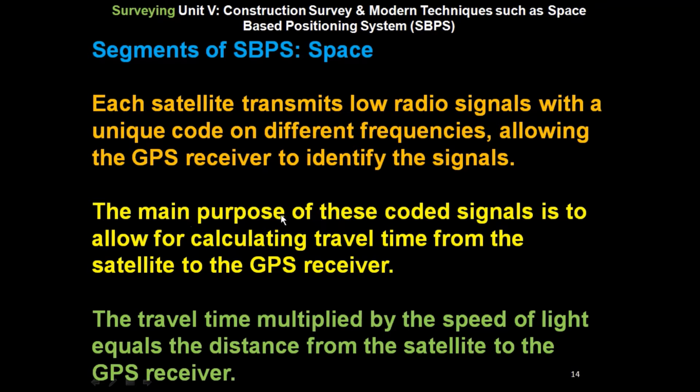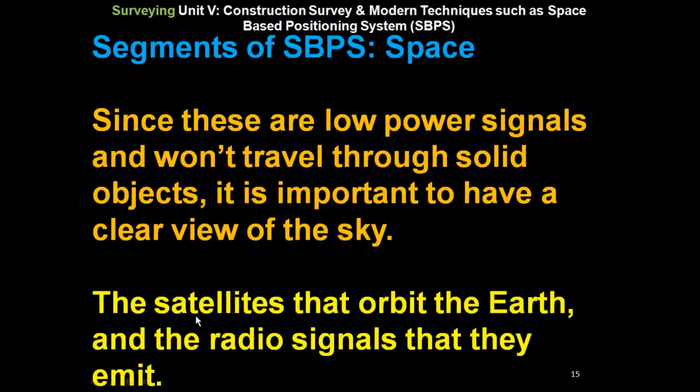The main purpose of this coded signal is to allow for calculating travel time from the satellite to the GPS, that is Global Positioning System receiver. The travel time multiplied by the speed of light equals the distance from the satellite to the GPS receiver.